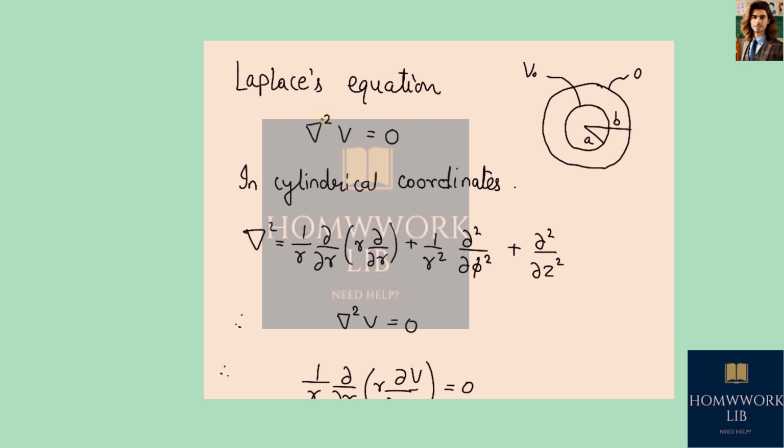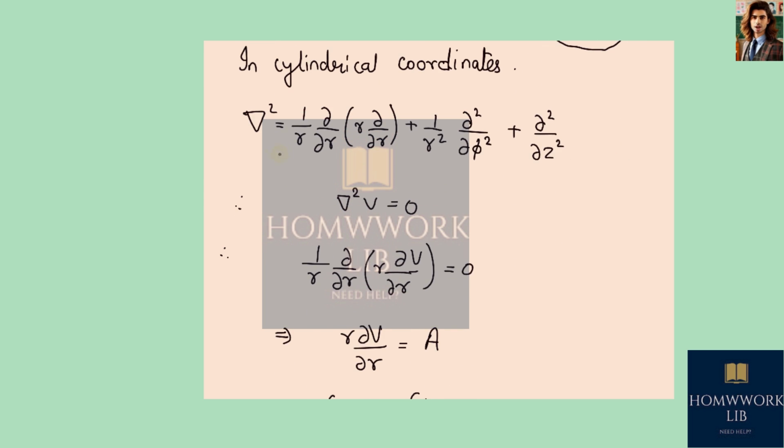Now in order to do this, we will use the Laplace equation. Only the radial component will survive over here. So del square V will be equal to 0. This is the Laplace equation. Now we will use cylindrical coordinates over here. Del square in cylindrical coordinates is this. So del square V is equal to 0.